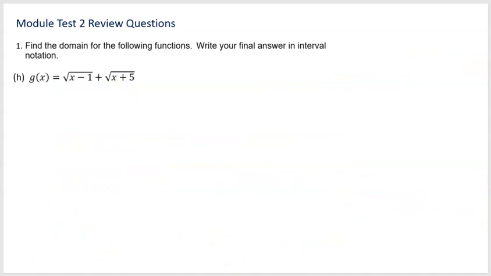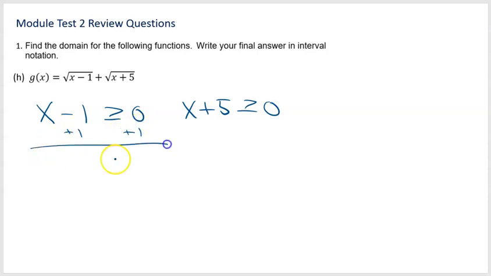For our next domain problem, notice we have two separate square roots. So these are problems we have to consider. You take the argument, which is x minus 1, set that to greater than or equal to 0 because the square root is in the numerator. And then you have a separate situation, x plus 5 has also got to be greater than or equal to 0. When I add the 1 to both sides, I get x is greater than or equal to 1, and I subtract the 5 and get x is greater than or equal to negative 5.